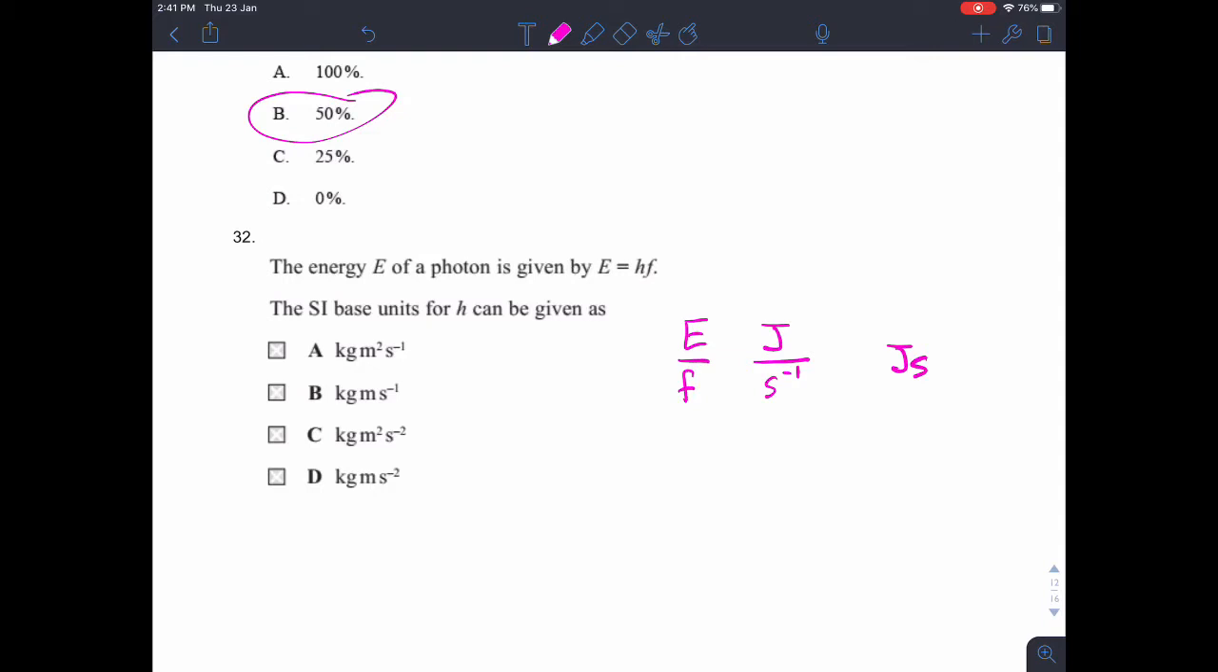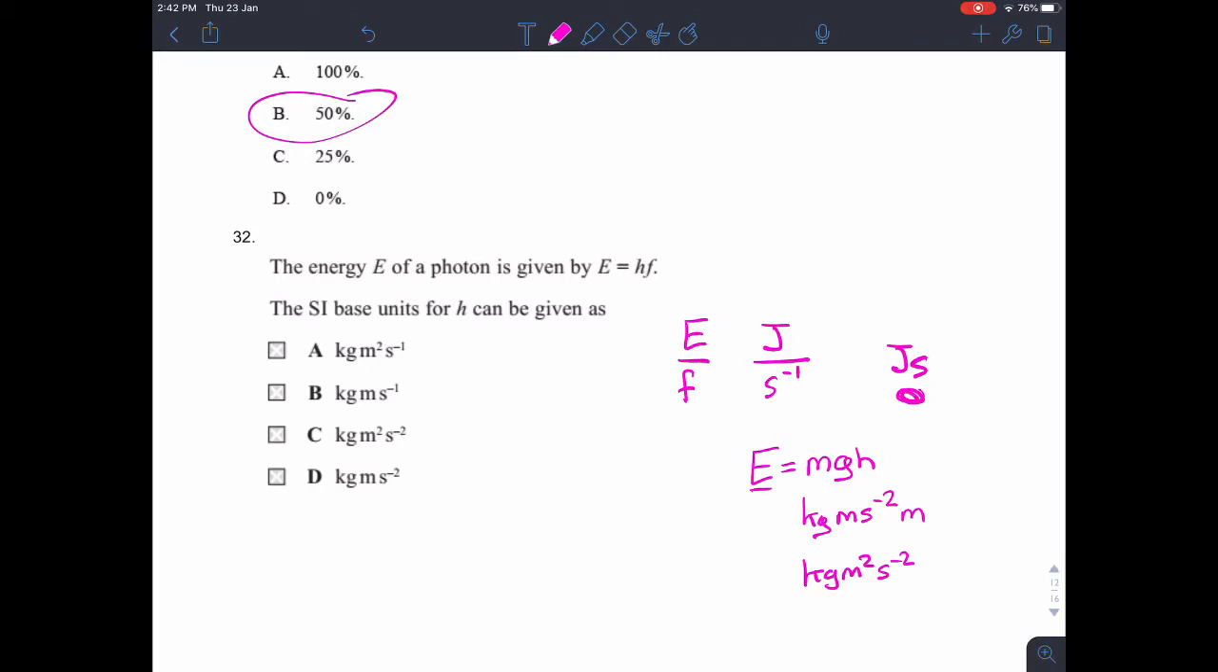Now, how do we do joules? Well, there's several different ways that you can convert joules to base SI units. I'm going to choose a common equation for energy, which is gravitational potential energy, mgh. So I've got the mass, kilograms, gravitational acceleration, which is meters per second squared, and height in meters. So the energy here is kilograms, meters squared, seconds to the minus 2. Remember, we've got joule seconds here, and this is just joules.